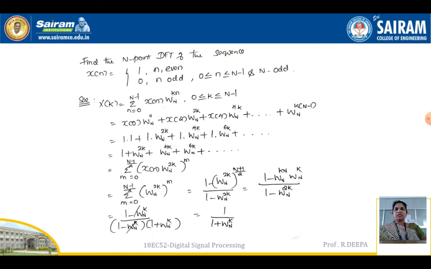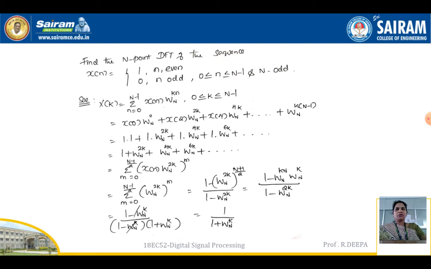Because it is given as x of n is equal to 1 and we are summing only for the n even. So it becomes 1 here. So x of n is put as 1. So 1 into wn power of 2k, it is wn power of 2k only. So in the next step, I am just substituting the formula for the infinite sum, which is summation 0 to n minus 1 by 2.